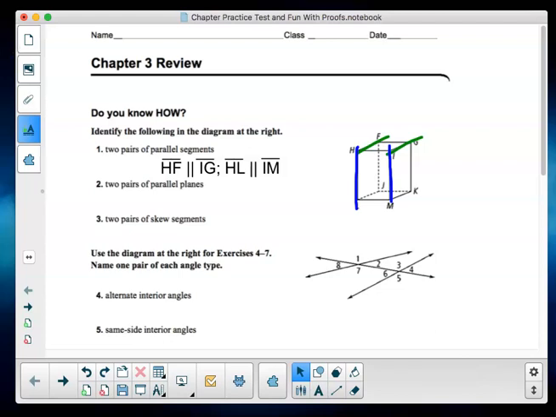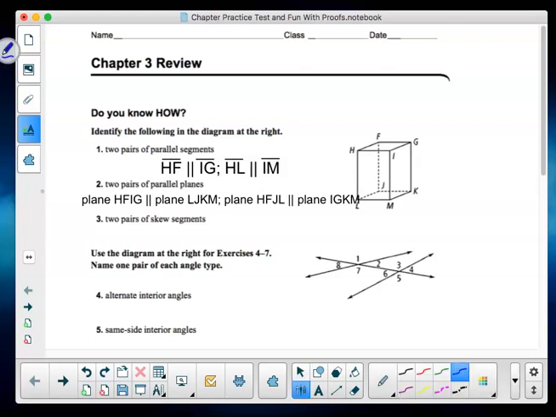Two pairs of parallel planes. Parallel planes are my front and my back, my top, my bottom, my left, my right. So when I come up with them, I've got parallel planes HFIG, and all I need is three letters for a plane, but HFIG. Okay, so I've got this, and I got LJKM on the bottom. I also have plane HFJL, and that's this side plane, and IGKM, which is this side plane. So those are the ones that I have parallel to each other. And the only one I didn't do is the front plane and the back plane.